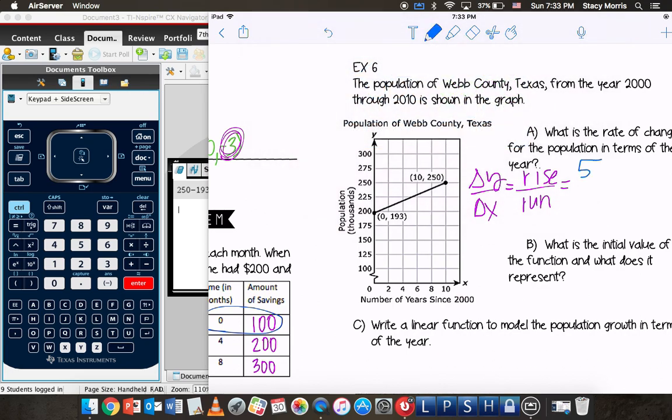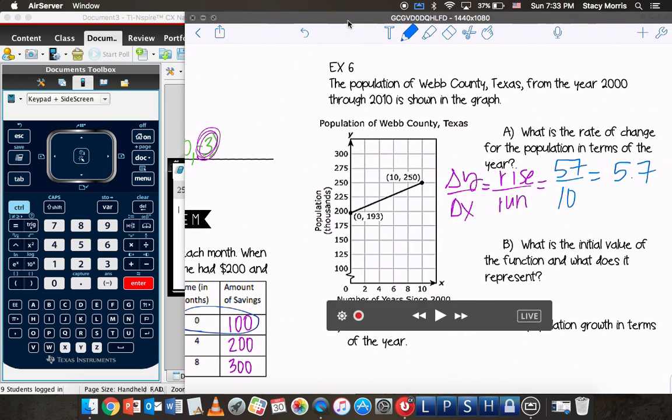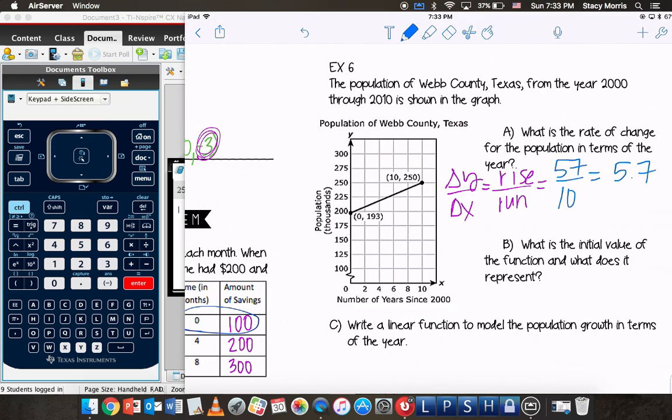So 57 over our run. Our run would be 10 years. So because we went from 0 years right here to 10 years. So 57 divided by 10, hopefully you know, is 5.7, right? 5.7. So this is a situation that's a little bit different. So I probably would use a decimal just to make this fraction a little bit prettier. That's kind of ugly, so I would use 5.7.